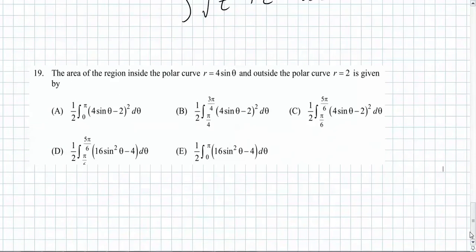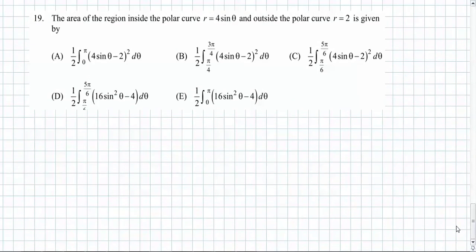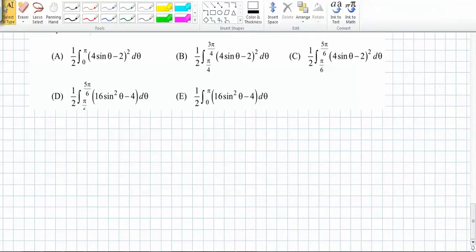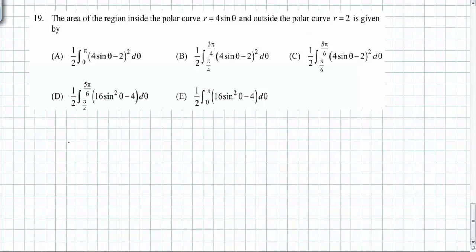Do you remember what the equation was for finding that area? At least it was 1/2. It was 1/2 what? Like alpha to beta, right? It was 1/2 r squared d theta, right? And it was the r. So in this case, it's going to come out to be 1/2.